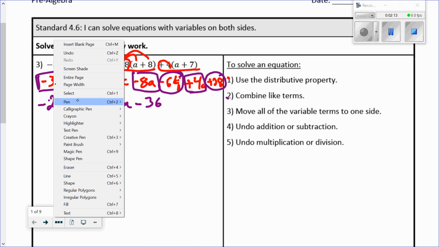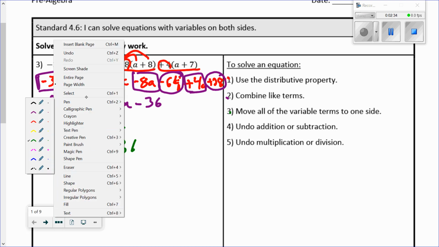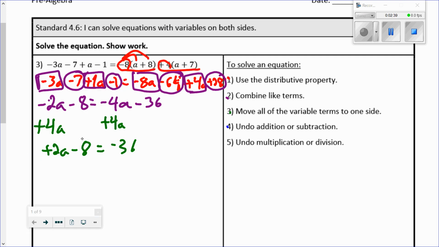Change colors again. Let's do green. Our next step, move our variable terms to one side. Here's a variable term, so we're going to add 4a and add 4a. That gives us positive 2a minus 8 equals negative 36. And the next one we'll do blue. The next step is to move my constants over, so I'm going to add 8 and add 8. That gets me 2a equals negative 28.